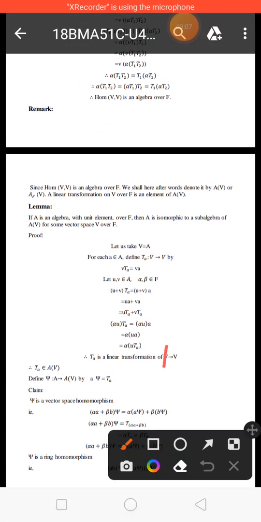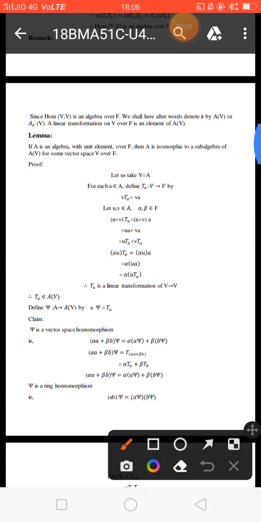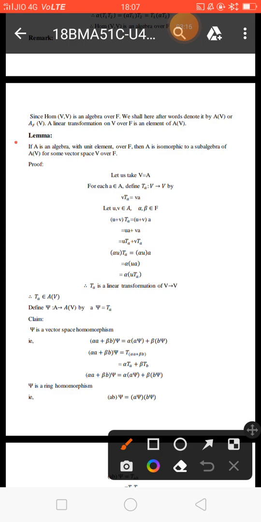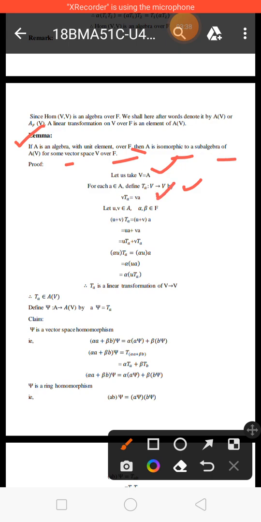now we will start our important question. This is an important theorem, it will come directly in the exam. Okay, so the theorem states: if A is an algebra with unit element over F, then A is isomorphic to a subalgebra of A(V) for some vector space V over F. Let us take V = A. For each a belonging to A, define Ta as a mapping from V to V by vTa = va.